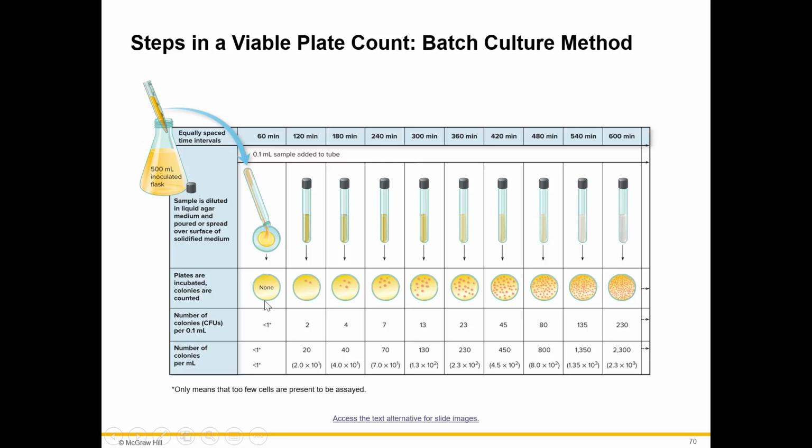This will not have any growth at 60 minutes, but then if you let it grow for 120 minutes and incubate it, you can see a couple cells there that have turned into colonies. If you let it sit for 180 minutes and then you plate it, you can see more. After 240 minutes, you can see even more, and you can kind of go up from there to eventually not being able to count how many colonies are there. So this is a way to express a growth curve.